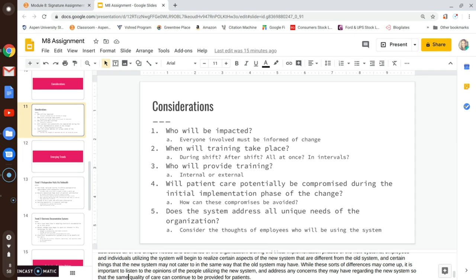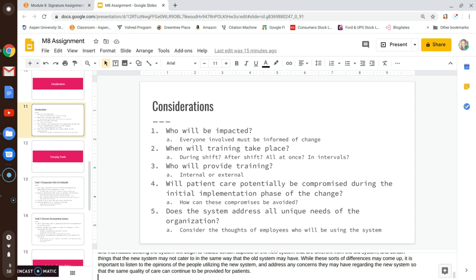While these sorts of differences may come up, it is important to listen to the opinions of the people utilizing the new system and address any concerns that they may have regarding the new system so that the same quality of care can continue to be provided for patients.